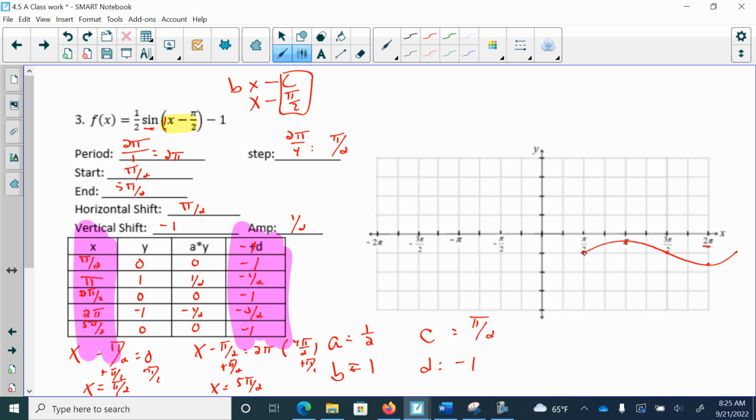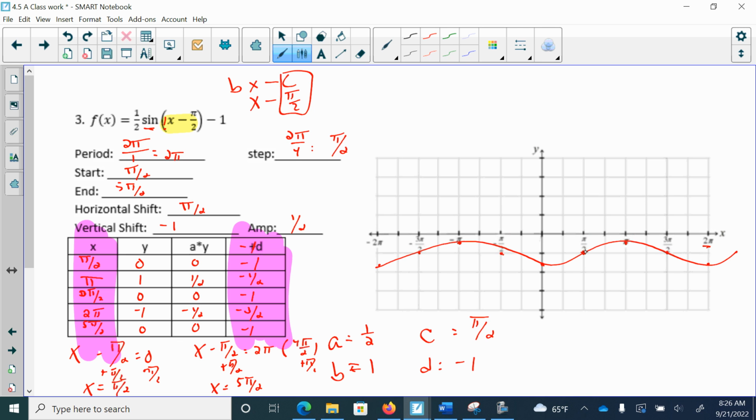Now I'm going to continue. So the next one, this is my max, this is my baseline. Now I'm going to hit my min. That's every 2 lines, so it's going to go there. I'm going to hit my baseline, or my middle point, whatever you want to call it. And I'm going to go 2 lines over, 2 lines over, 2 lines over. And that is the graph of 1 half sine of x minus pi over 2, minus 1.